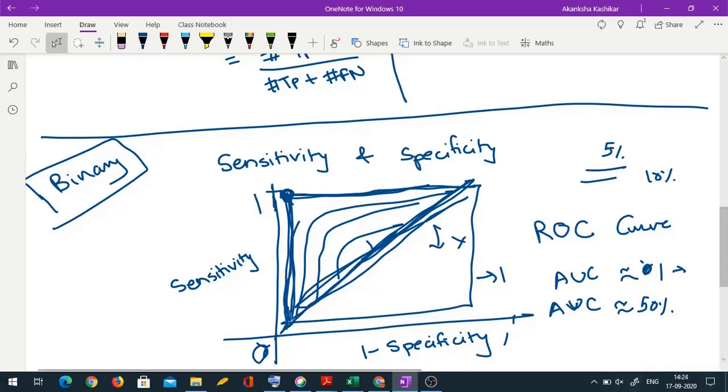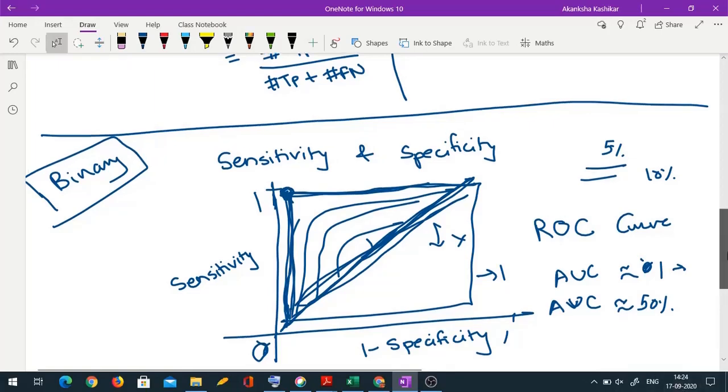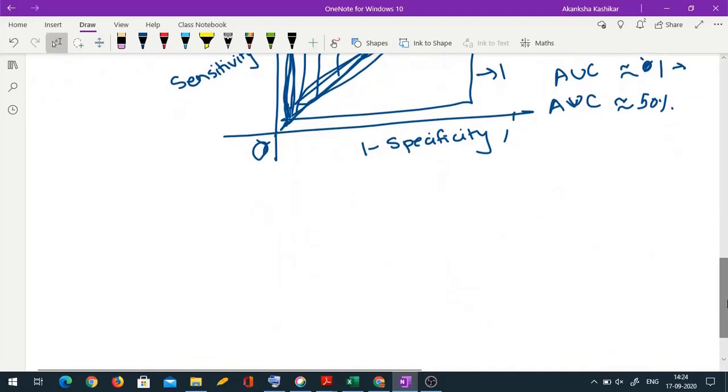This is sensitivity and specificity. Now, sometimes even sensitivity and specificity can be misleading. How?